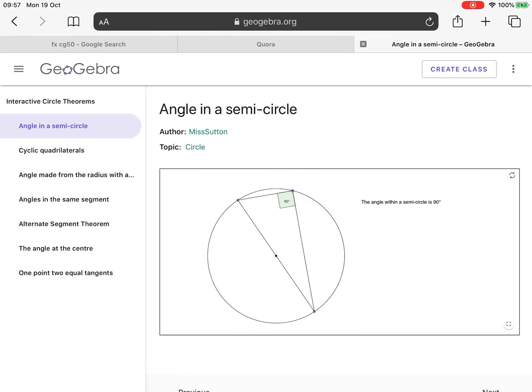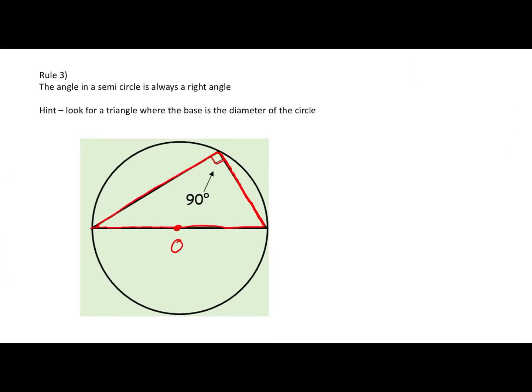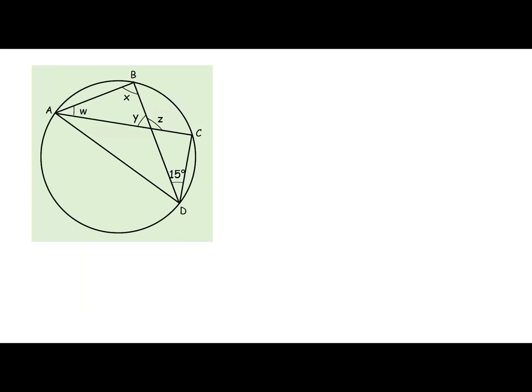Angles in a semicircle. You can see here, no matter where I put my angle, it's always 90 degrees. And I can move the diameter so that it still goes through the middle, and I'm still always getting 90 degrees as long as the base of that triangle is the diameter of the circle. Okay, so hopefully that one is easy.